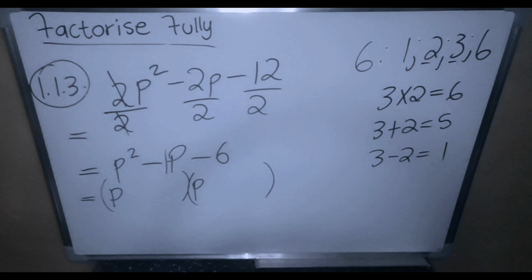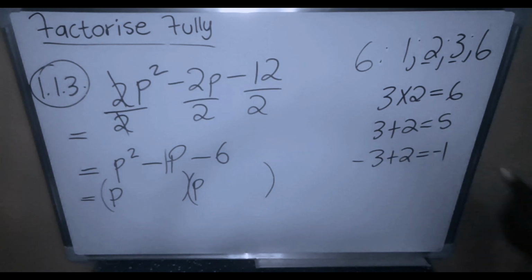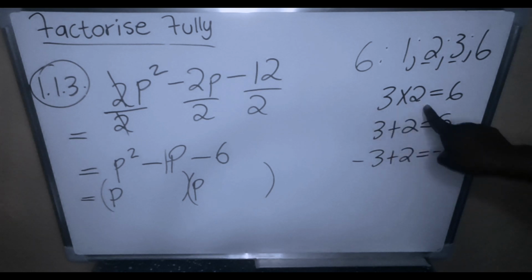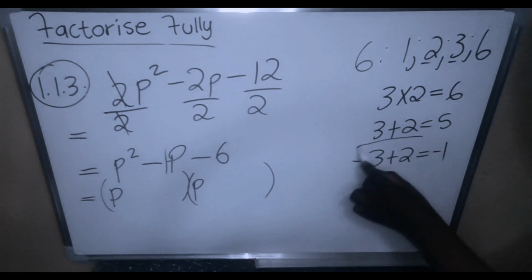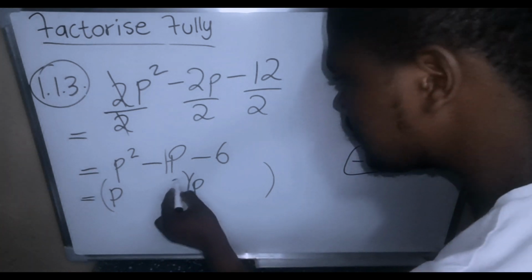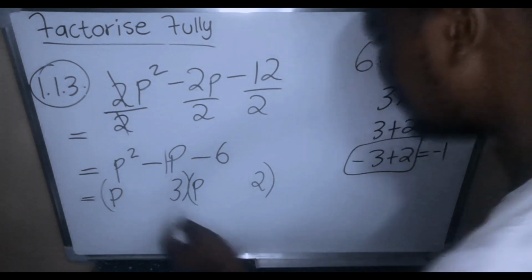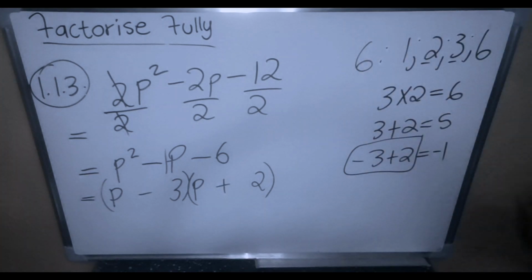How can I make sure that there is negative 1 here? I know that negative 3 plus 2 is negative 1. That means 3 times 2 is 6, so it qualifies, and negative 3 plus 2 is negative 1, so it qualifies. That means I take negative 3 and 2. Now I'm going to have 3 and 2, and since 3 is negative and 2 is positive, it is p minus 3 and p plus 2. There are many ways to simplify it, but this is one of the best ways to find the final answer for such questions. I hope we are all clear for this type of question.